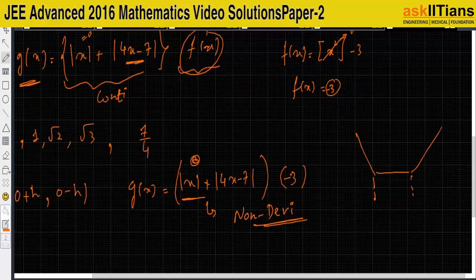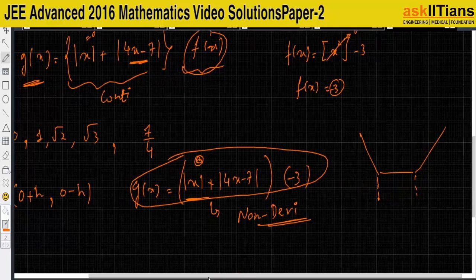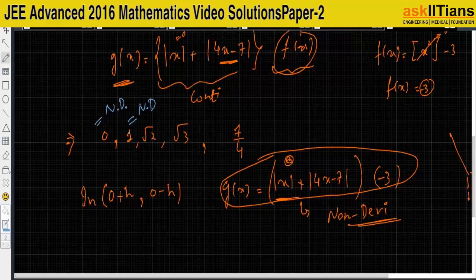This is the function in the neighborhood of 0. Fx is gone now, it's just minus 3. So at x equal to 0, the function is non-derivable. Now at x equal to 1, the function is discontinuous. So we know that all non-continuous functions are non-derivable. This you might be knowing. So no need to check, it will directly be non-derivable. And here also the function is discontinuous, so here also the function will be non-derivable.